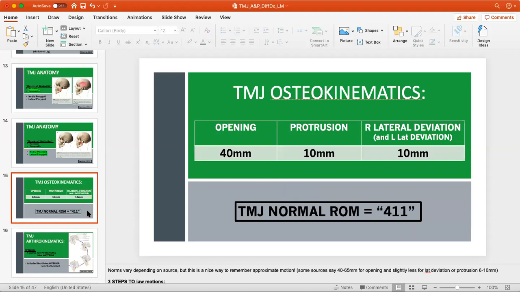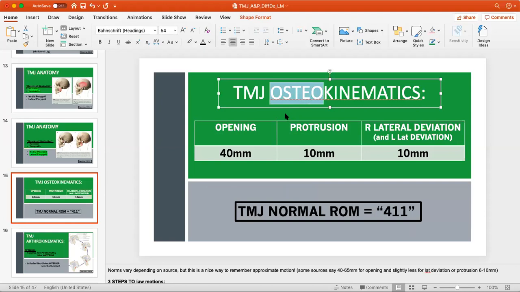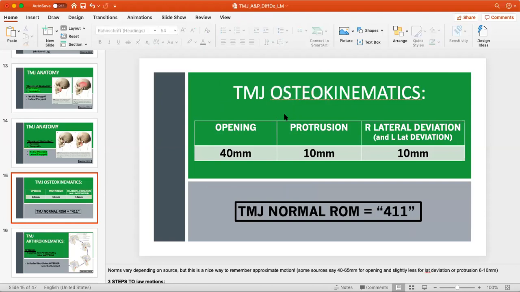So TMJ osteokinematics, or movement of the osteo, the bone, the joint. These are the norms that are typically described at the TMJ, and normal range of motion is 411. That's the easy way to think about it. Obviously, there are some variations depending on where you look up your norms, but if you learn it as 411, I think that's pretty simple and catchy. So that's a nice way to have a ballpark figure of what you can expect in these different motions for a normal healthy individual, and joint function.